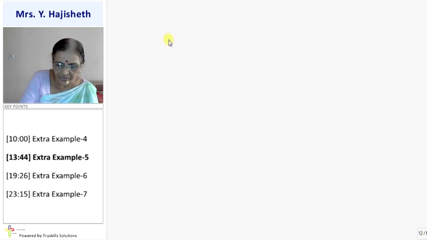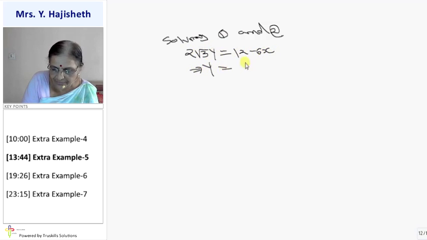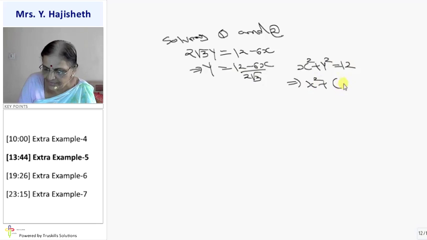So, solving 1 and 2. 1 and 2 solve करो. क्या आएगा? 2√3y is equal to 12 minus 6x. So, what is my y? Substitution method. 12 minus 6x upon 2√3. That I put in this equation. x square plus y square is 12. Put it here. It is x square plus, y की जगह लिख दिया (12 minus 6x) whole square upon 2√3 का square 12 is equal to 12.